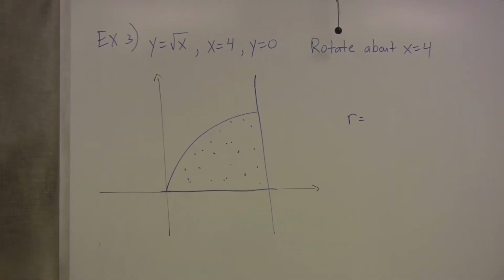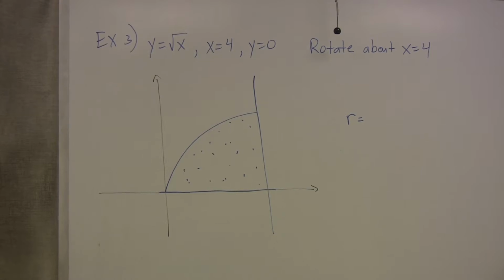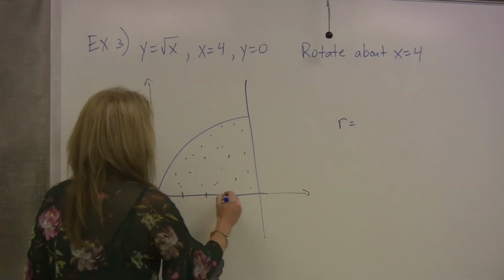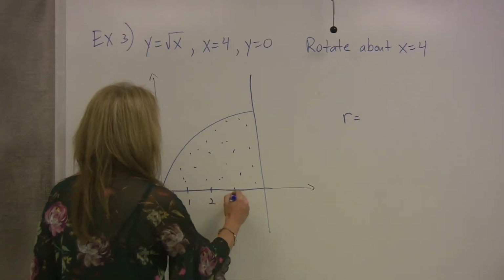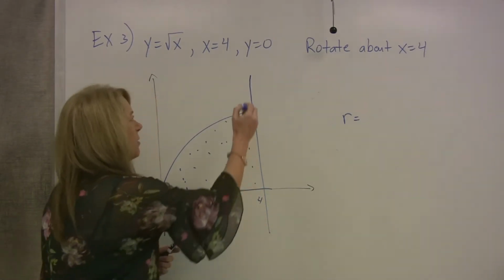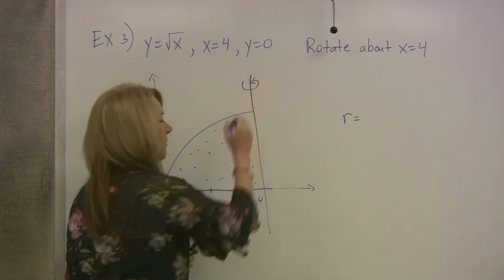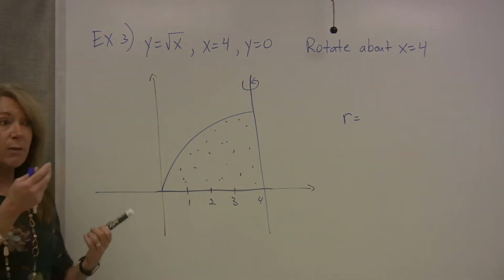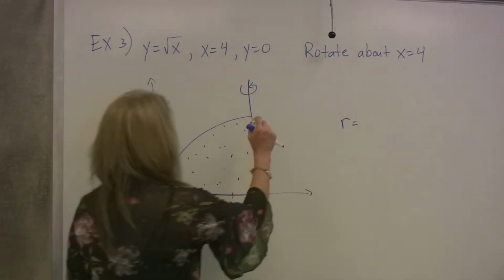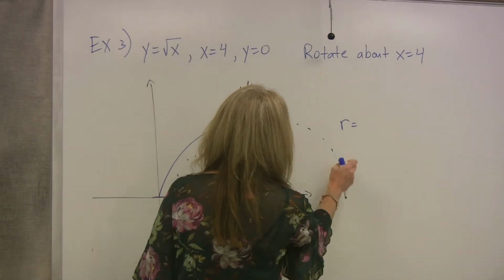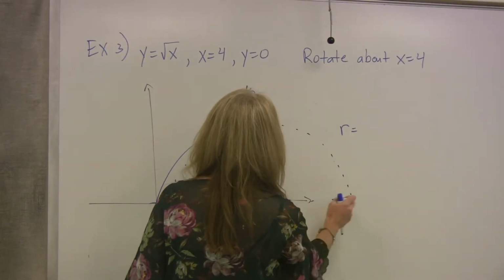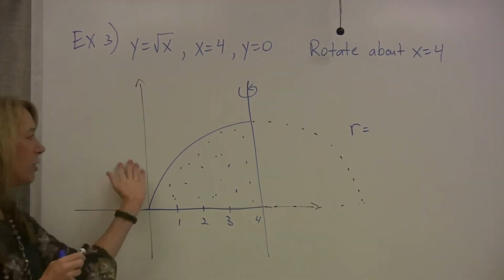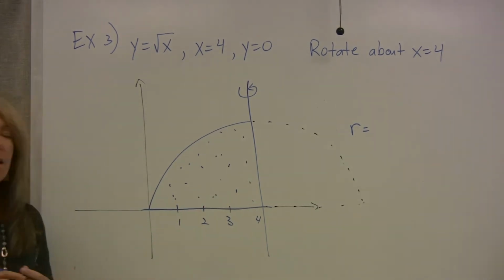Where are we rotating? About x equals 4. So we're rotating about this line. A lot of you were taking my advice and drawing the mirror image over here to see what it would look like after you rotated it. So you're going to end up rotating it out and around to get that same thing.